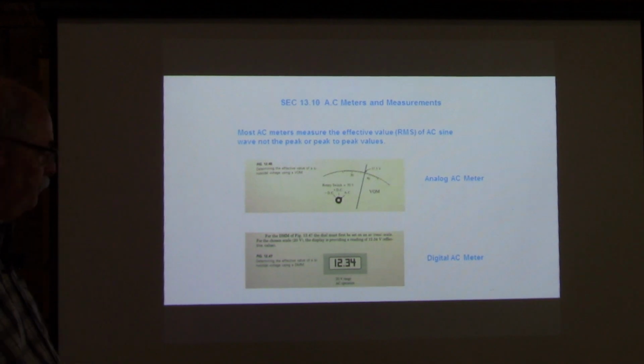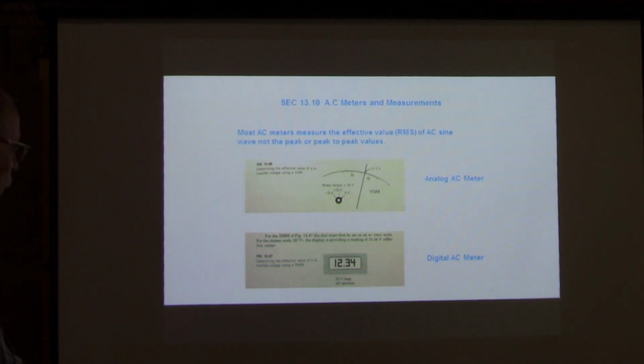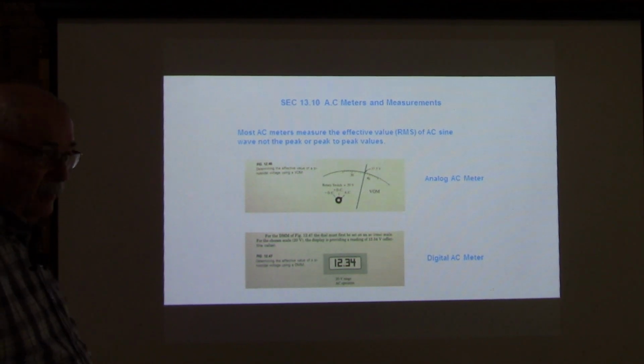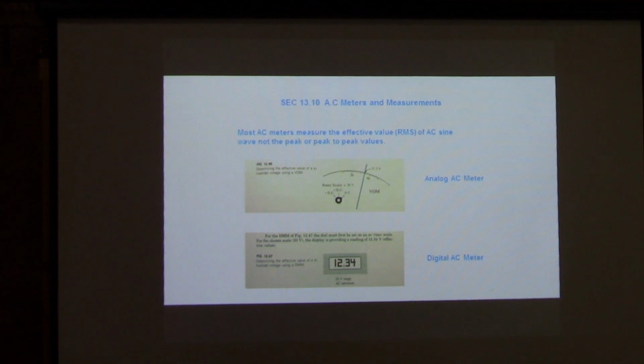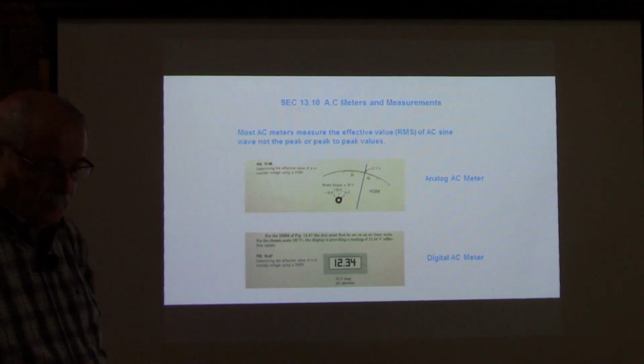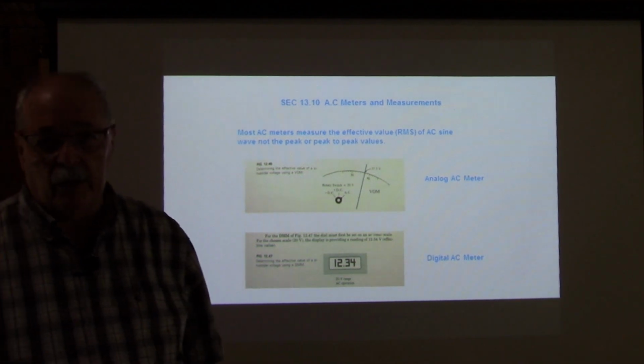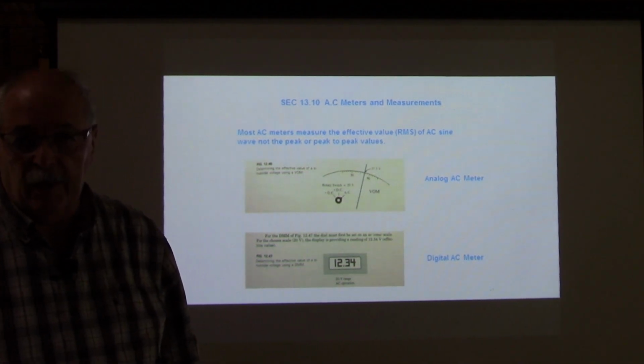Measurement. Most AC meters measure effective value, which they do. I can't think of any that they have with peak value. And it's of a sine wave, and not the peak or peak to peak values. The other interesting thing is that it'll be distorted if it's not a sine wave. Your values will be wrong.